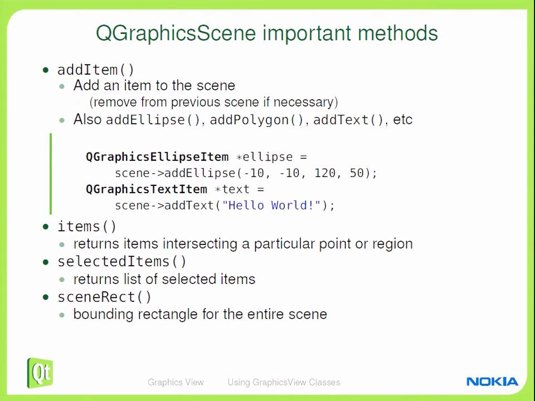From the scene, you can ask for a list of items at certain coordinates with the function items. You can ask for a list of selected items, or you can ask for the bounding rectangle of the entire scene. In my example, it was 300 times 300. But you can also create an empty scene and then have the items and their positions determine the actual size of the scene. The scene will expand as items are added, but it will actually never shrink back if you remove those items.